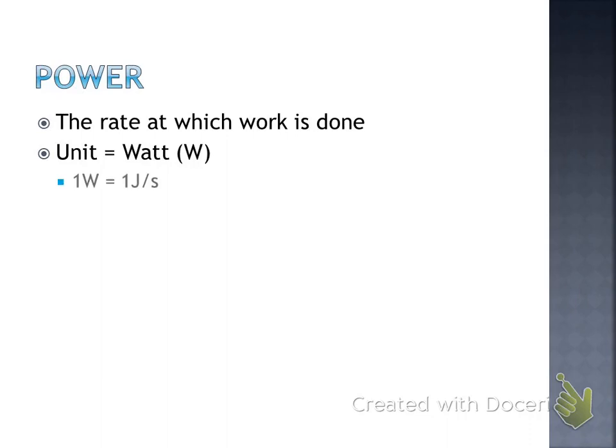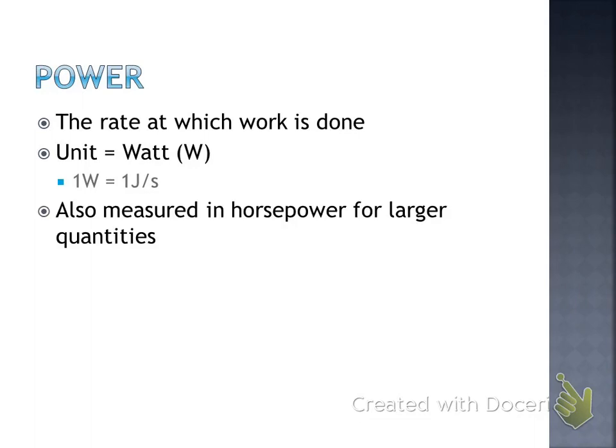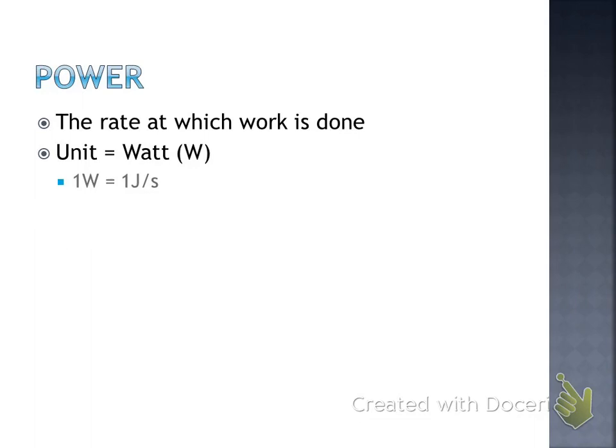A watt is 1 joule per second. If we look at the equation for power, which I'll give you in just a second, you'll see that we take 1 joule divided by 1 second to give us a watt.